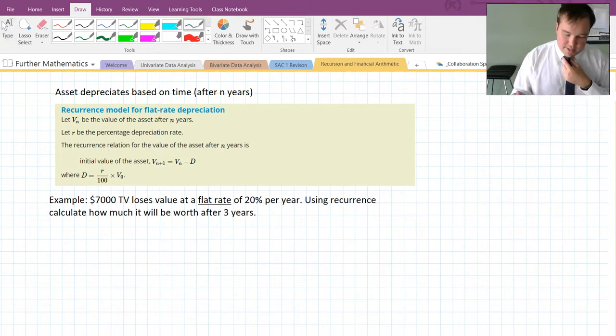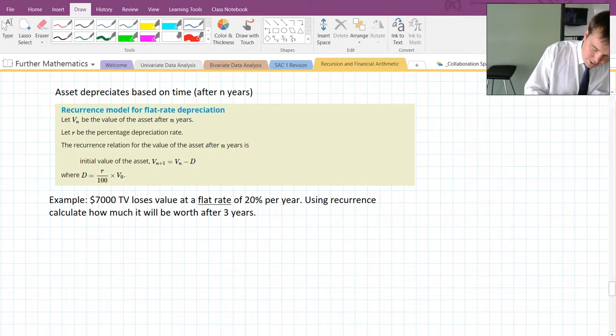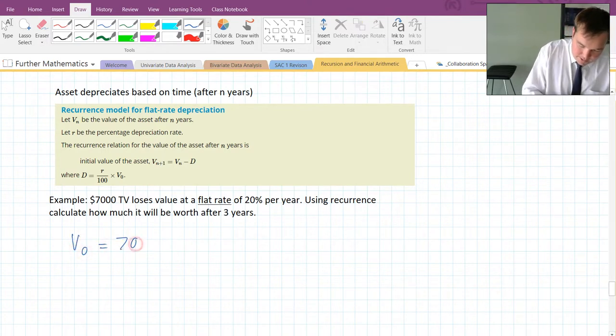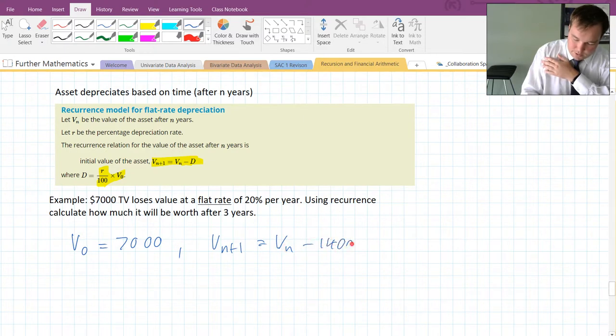So here, a $7,000 TV loses 20% of its value per year at a flat rate using recurrence. So V0 here is 7,000, that's the initial amount, and then the recurrence relation is given above there, where D, once again, is this percentage of the original. Now 20% of the original is 1,400, so to get V(n+1), the next year's value, we take the previous year's and subtract 1,400.